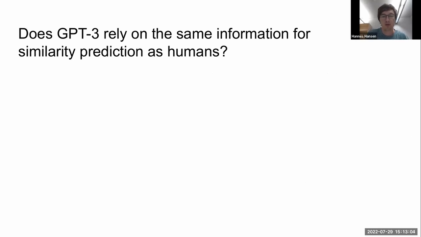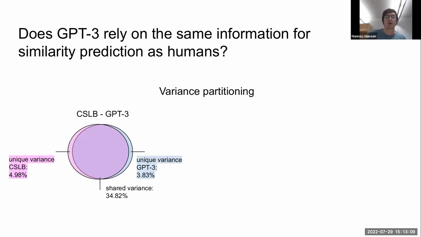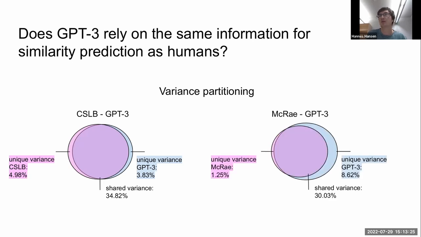To explore whether the similarity is based on similar information, we performed a variance partitioning analysis. On the left side, we can see the variance partitioning between CSLB and GPT-3. The shared explained variance is quite high, and the unique explained variances are relatively small. On the right side, we can see the variance partitioning between McRae and GPT-3 with similar results. Overall, there's a strong overlap in explained variance between GPT and human-generated norms, supporting the idea that they are using similar information for similarity prediction.